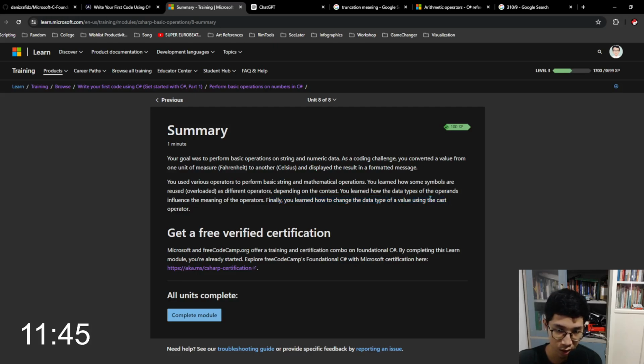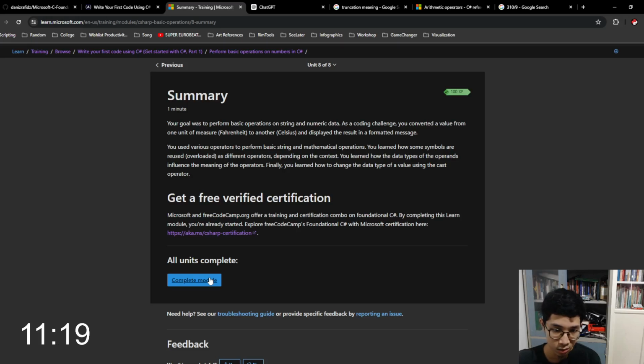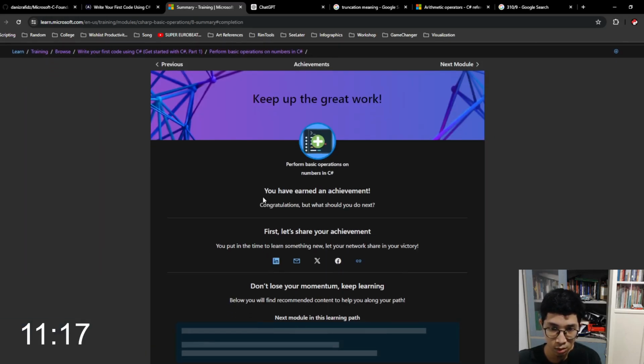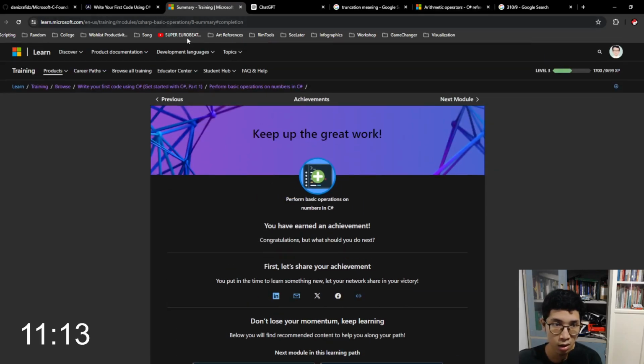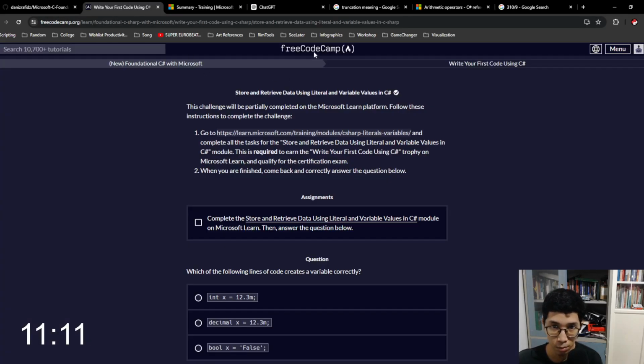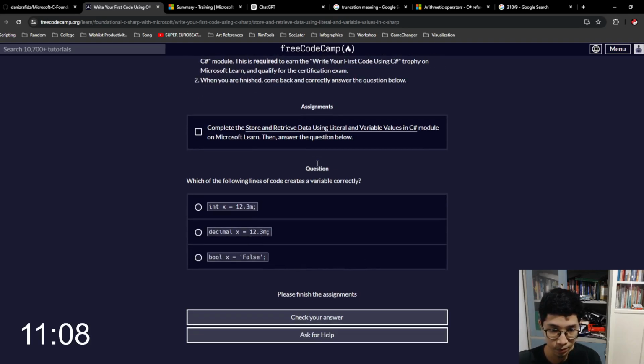Don't forget there is a cast operator. It's pretty useful. You can actually convert an integer into decimal, or vice versa, or string to decimal and vice versa, and so many more. After you complete all the modules, you can get the verified certification. So just complete the module. Yes, I got the achievement. So let's go back to the main freeCodeCamp.